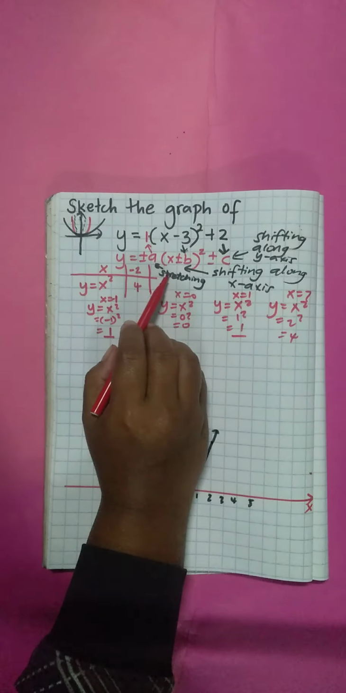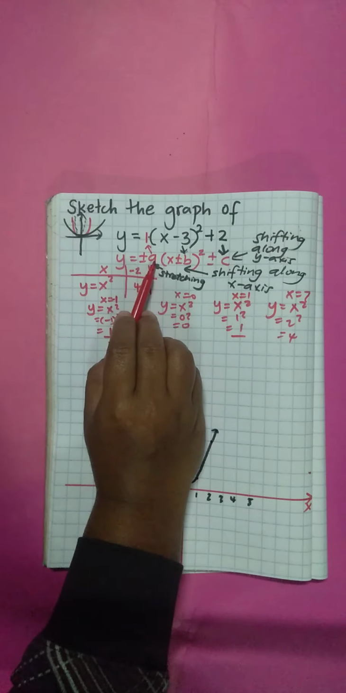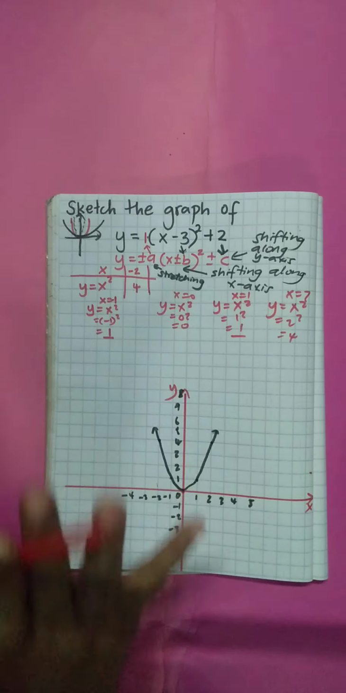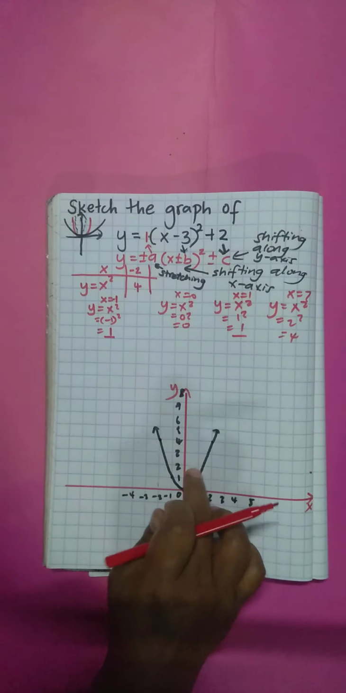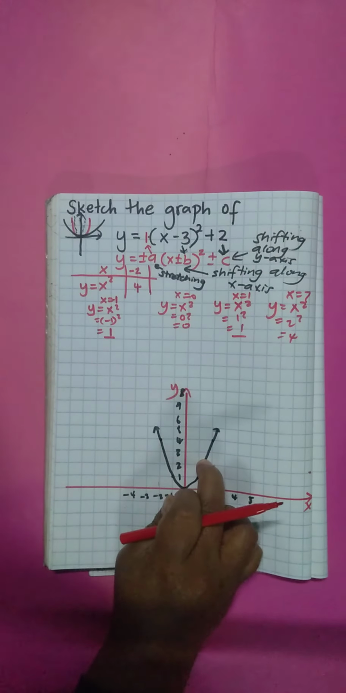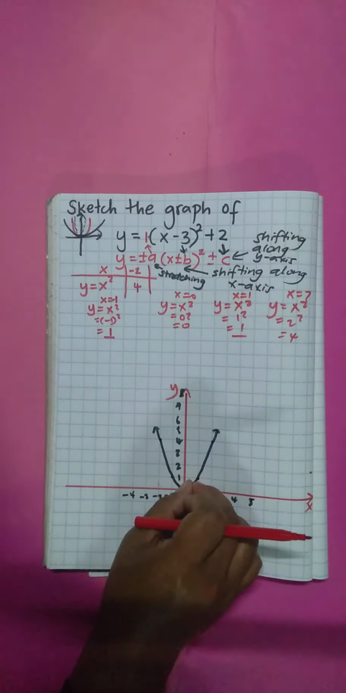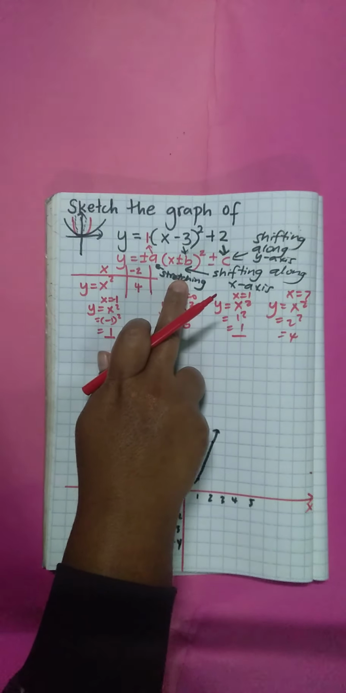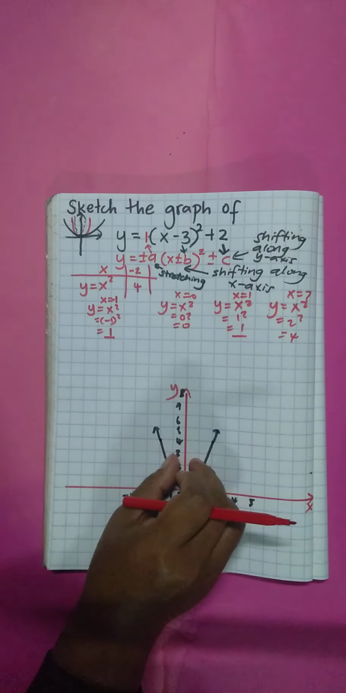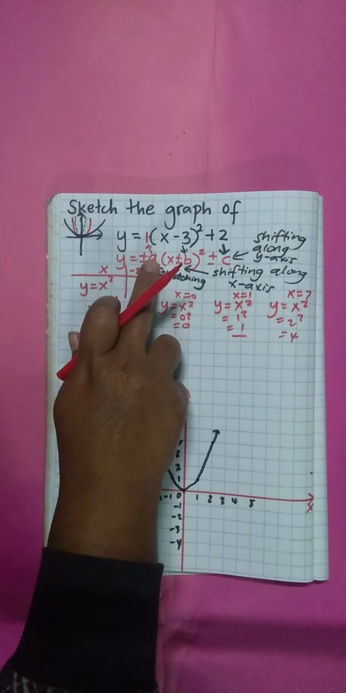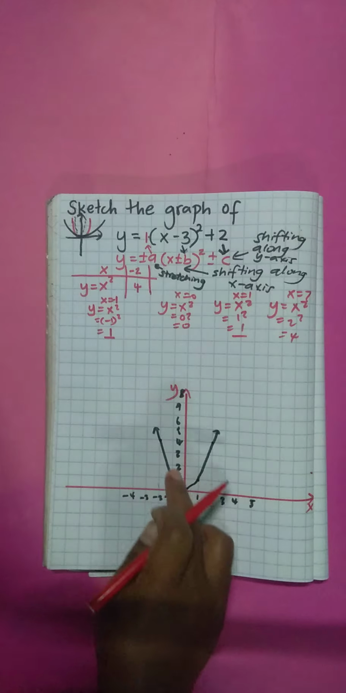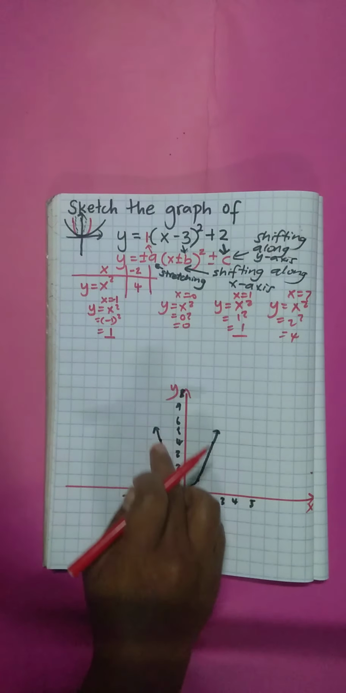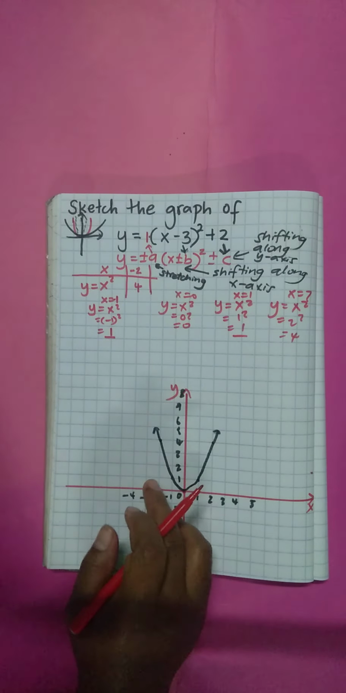Okay, the stretching part. You can clearly see that the value of our a is 1, so that means there will be no stretching. We will just use the same graph, which is the graph of y equals x squared, to do the shifting. We will not narrow this graph or widen it because the value of our a is exactly 1. So we will just shift this y equals x squared graph. How will we do the shifting?